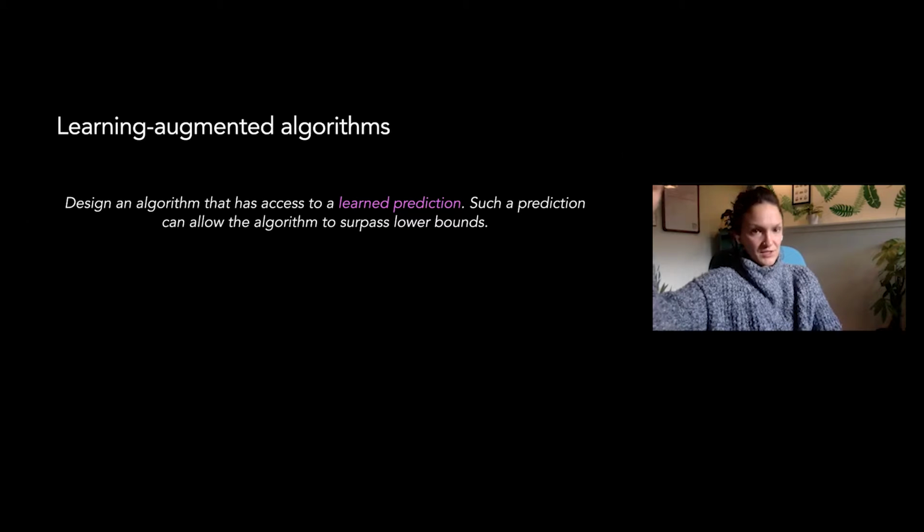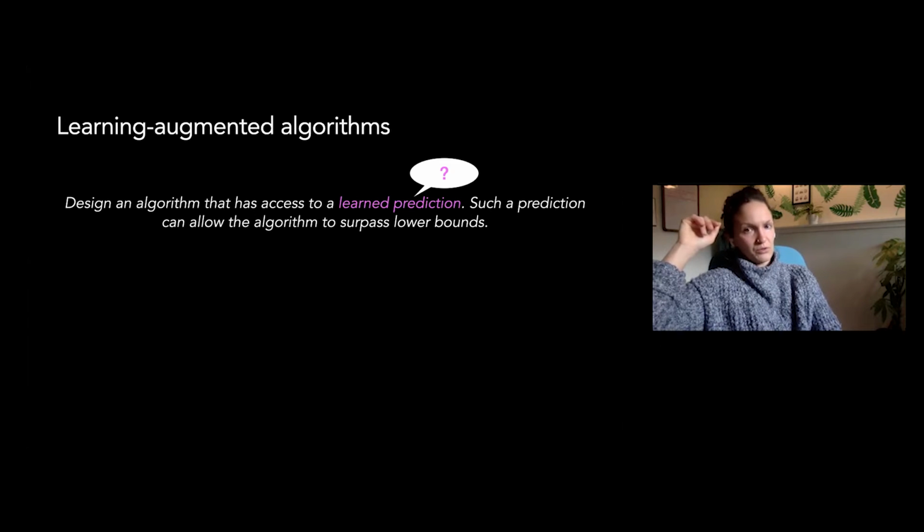So what we're going to do is design algorithms that have access to a learned prediction. You shouldn't know what this learned prediction is yet. This should still seem very mysterious. But this learned prediction is something that can allow the algorithm to surpass lower bounds that we know of from our theoretical guarantees. So in two sentences, this is what a learning augmented algorithm is.